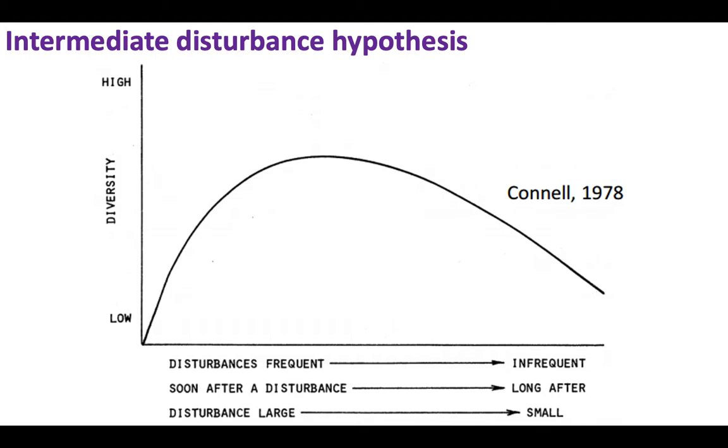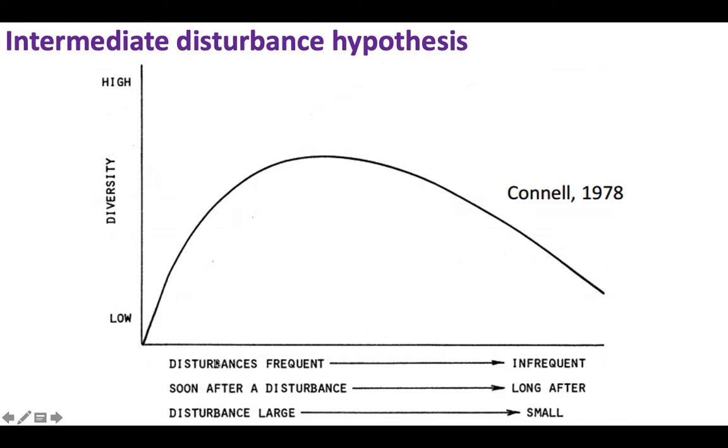Okay, another cool theoretical model often used in ecology to help us understand how disruptions impact biodiversity is called the intermediate disturbance hypothesis. Again, you don't need to know this for the AP exam, but it's pretty cool.